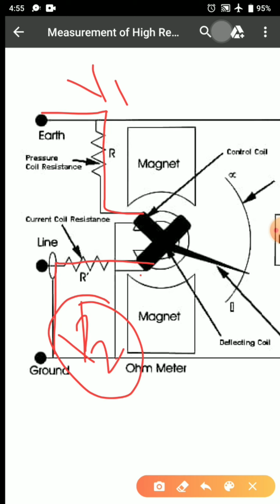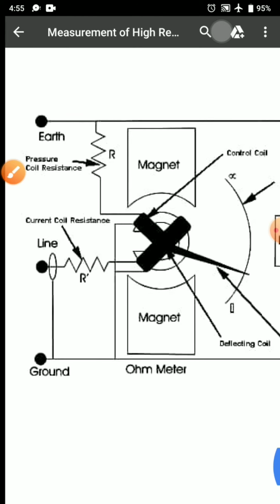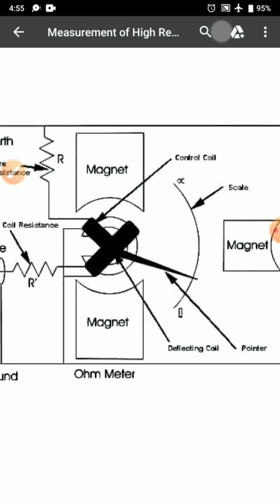Then this is the current coil. The current coil is connected in series. We can clearly make out that the current coil connection is given in series, and because of this, from the discussions that we have made, the current coil is not moving, only the voltage coil is moving.